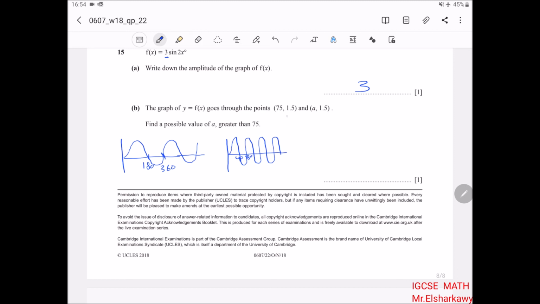So for a point which is 1.5, we have that the magnitude is 3. So this is here 3, the value on the y. 1.5 would be somewhere in the middle here. And if we just draw a line, we see that here this point at 75 degrees, it will repeat itself every 180 degrees. So this point repeats itself here and here and here. The other point with a is also at 1.5. It could be one of those points. So a is equal to 75 plus 180, equal to 255.